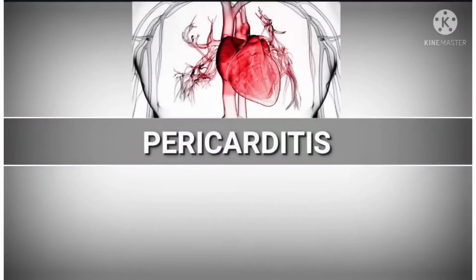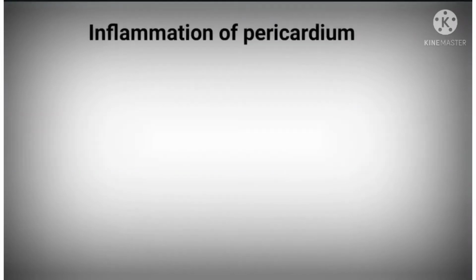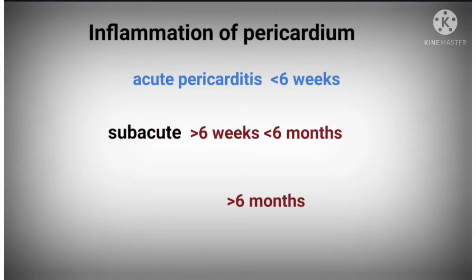Let's talk about pericarditis. It is the inflammation of the pericardium. If the inflammation is acute in onset and the duration of onset is less than 6 weeks, then it is called acute pericarditis. But if it is between 6 weeks to 6 months, then it is called subacute pericarditis. But if the duration of onset is more than 6 months, then it is called chronic pericarditis.